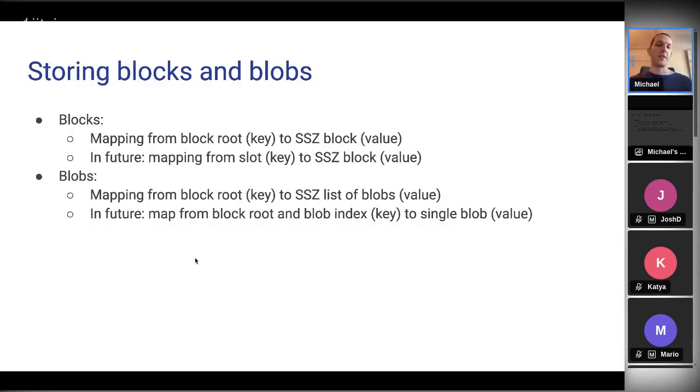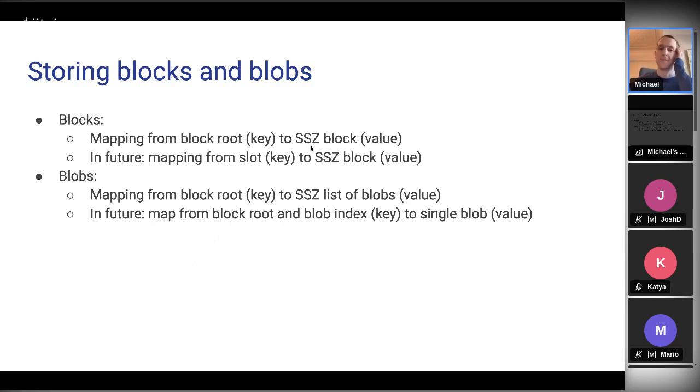So there's a bunch of other data apart from the state that we have to store, namely the blocks and the blobs, and the way that we store them in Lighthouse is actually pretty straightforward. We probably want to change both of these strategies in future, but at the moment, for blocks we just use the block root as the key, and then we have the SSZ block as the value. So the block root maps onto the bytes of the block, and when you want to look it up, you give the database the block root and say, give me the data for this block root, and the database just gives you the block straight away.